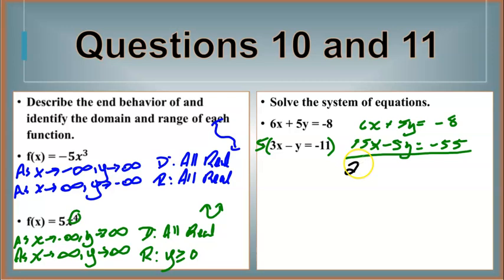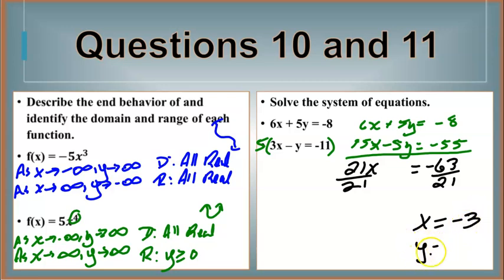Then I can combine like terms. So this will give me 21x. The y's cancel off, equals a negative 63. To get x by itself, I'm going to divide by 21. And I'm left with x equaling a negative 3.